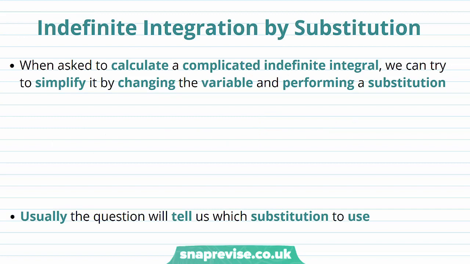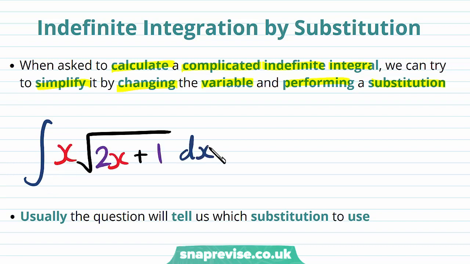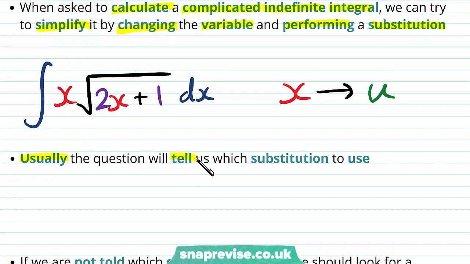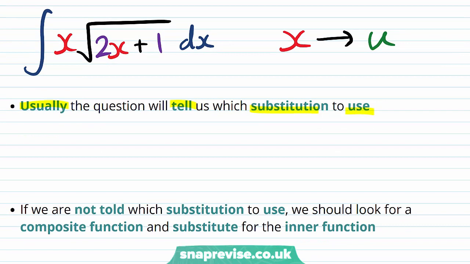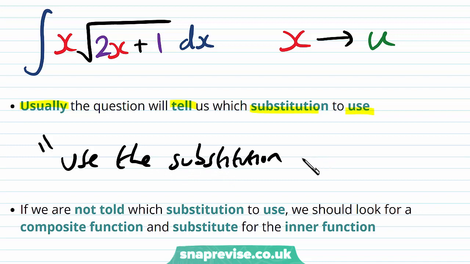So how do we do indefinite integration by substitution? When asked to calculate a complicated indefinite integral, we can try to simplify it by changing the variable and performing a substitution. Let's say we have the integral of x multiplied by the square root of 2x plus 1. We are going to substitute from x to u. Usually, the question will tell us which substitution to use. This isn't always the case, but we may see something of the form use the substitution, say in this case, u is equal to 2x plus 1.